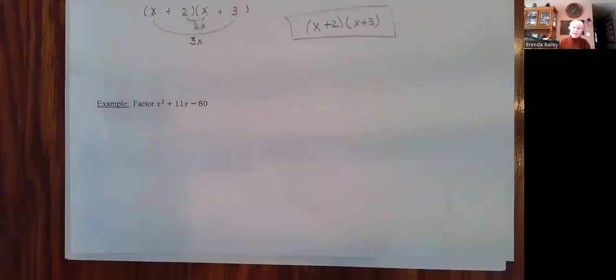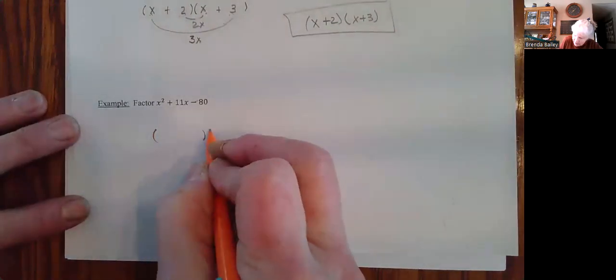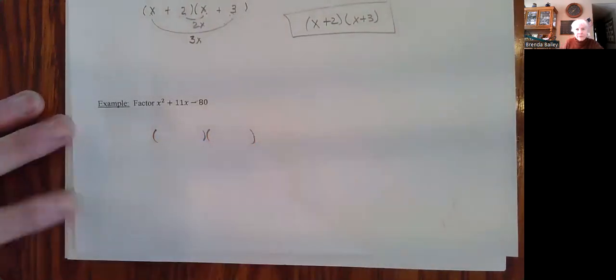Again, look for our greatest common factor, and there is nothing. We have a 1, 11, and an 80. Nothing goes into 1, 11, and 80 other than 1. And the 80 doesn't have an x, so there's no common variable. Now, if there is a common variable, remember, take out the smaller exponent one. All righty. So we're not going to do that, so we're going to set up our parentheses. Again, leave space. You're going to be writing numbers in here.